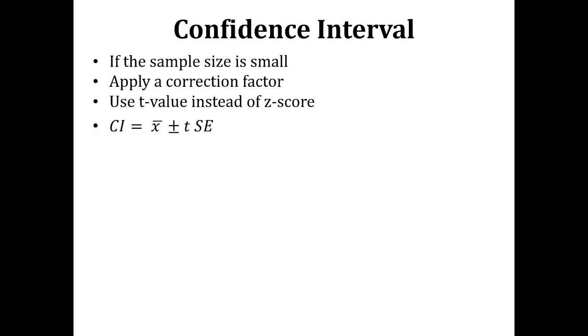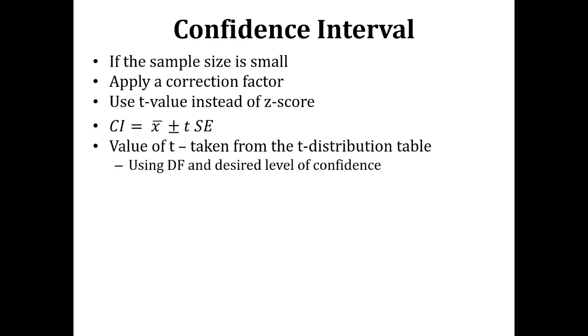So the confidence interval formula in that case is going to be confidence interval is equal to mean value plus minus t multiplied by standard error. So this is going to be the formula of confidence interval when you're using the t-value. So instead of z, we have the t-value. And this value of t is taken from the t-distribution table using degree of freedom and desired level of confidence. And we are going to take an example to understand how we are going to take the t-value.